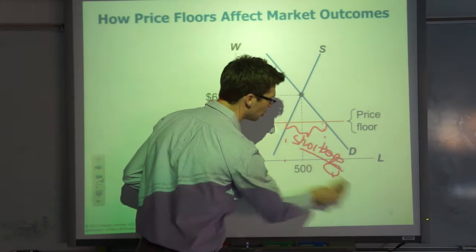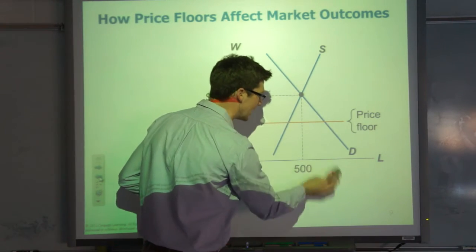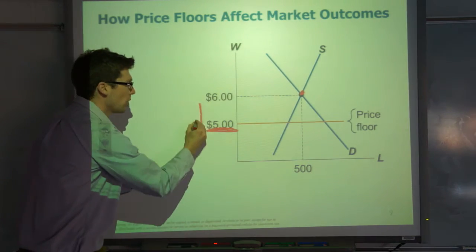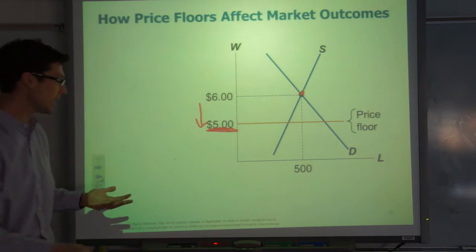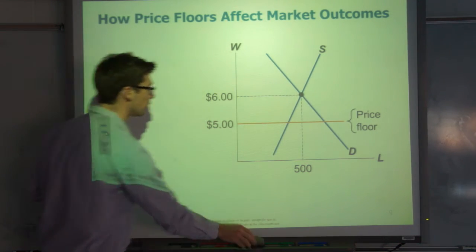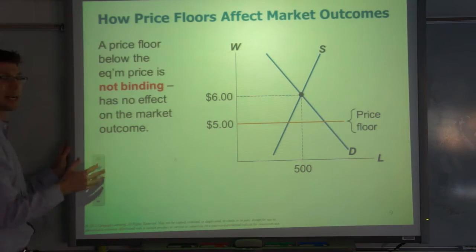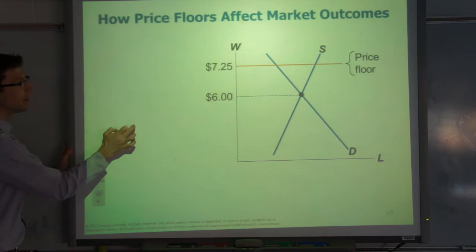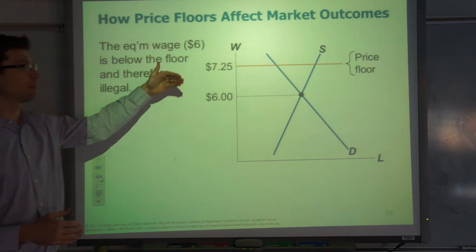If you had such a shortage, the price would naturally rise to $6. So if we said it can go no lower than $5, well, who cares? It's not going to go to $5 because the market outcome will be $6. That price floor we would describe as non-binding or ineffective. Okay. But what if we set a different price floor?